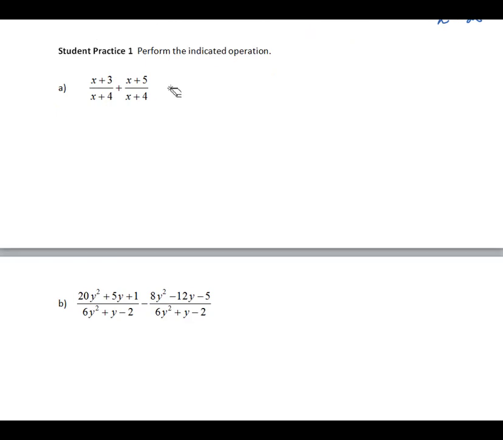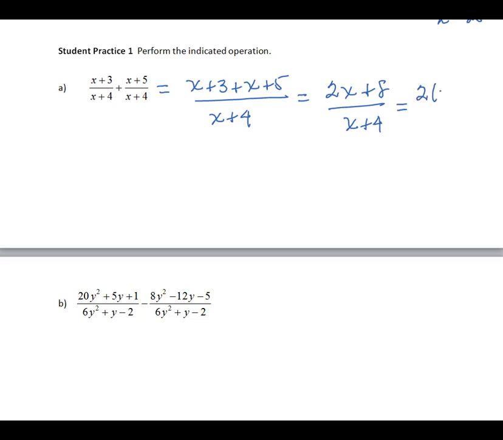Okay, for the first one, I already have a common denominator. So I'm just going to add the numerators. Again, a lot of you can just look at that and get your answer by adding in your head. You're going to get 2x plus 8 over x plus 4. And now I'm going to factor the numerator just to make sure that there are no common factors that I can cancel. If I take out a 2, I get x plus 4. And so I can cancel the x plus 4 factors, and now my answer is just 2.